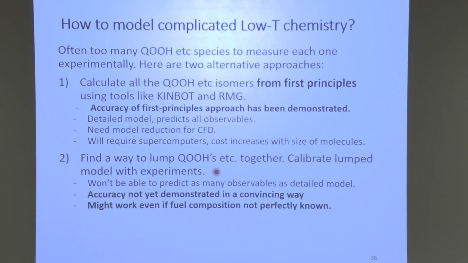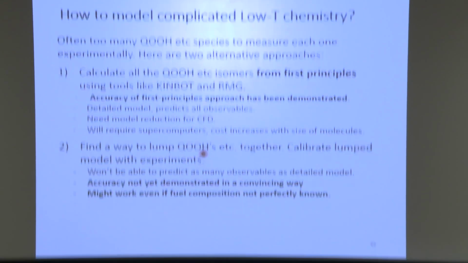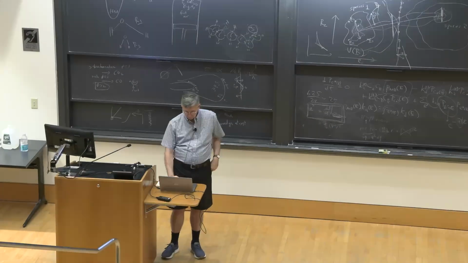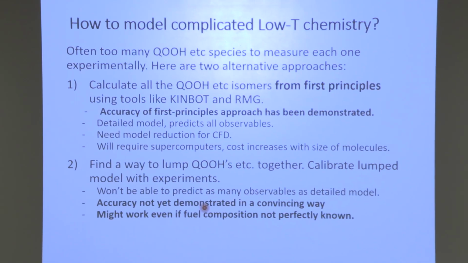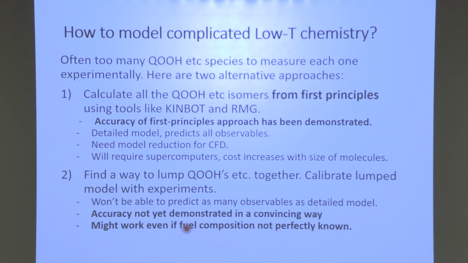And ideally, you find some way to lump these QOHs together because you have quite a lot of them. And it would be a pain in the neck to try to figure out the eigenvalue analysis with too many different similar reactions. It should be possible to do this, but I don't think anybody's ever really demonstrated how well this can work. But I think that would be an interesting thing to try.